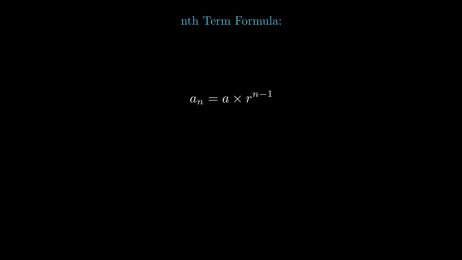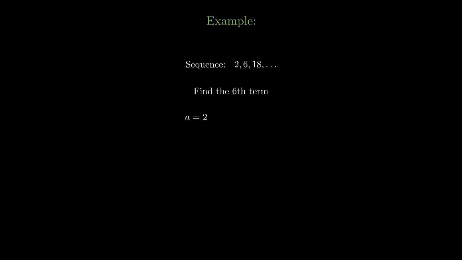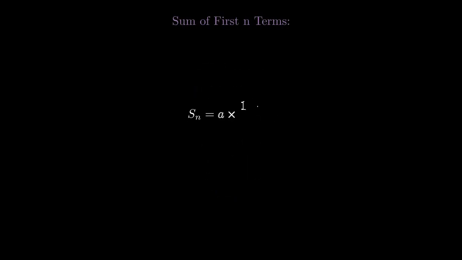Here's a quick example. What's the sixth term in the sequence 2, 6, 18, and so on? The first term is 2, and the common ratio is 3. So we do 2 times 3 to the fifth power. That gives us 2 times 243, or 486. If you want the sum of the first n terms of a geometric sequence, the formula is S sub n equals a times (1 minus r to the power of n) over (1 minus r), as long as r isn't equal to 1.